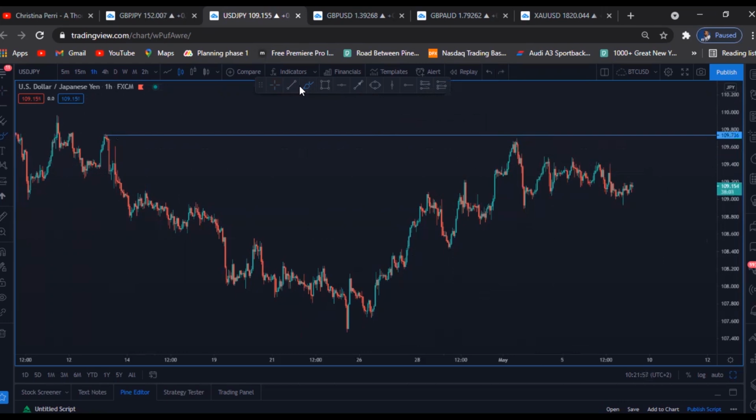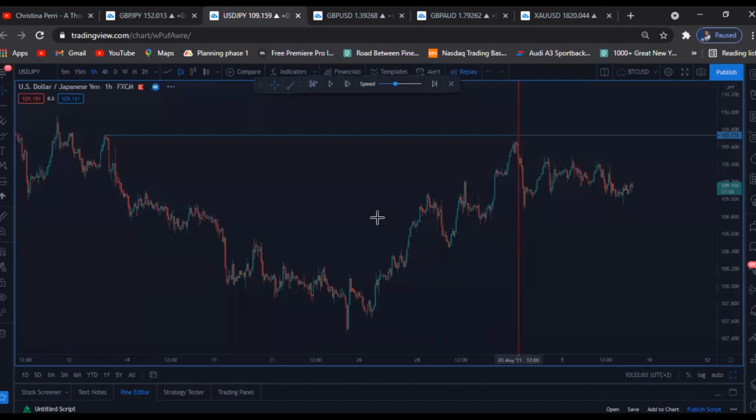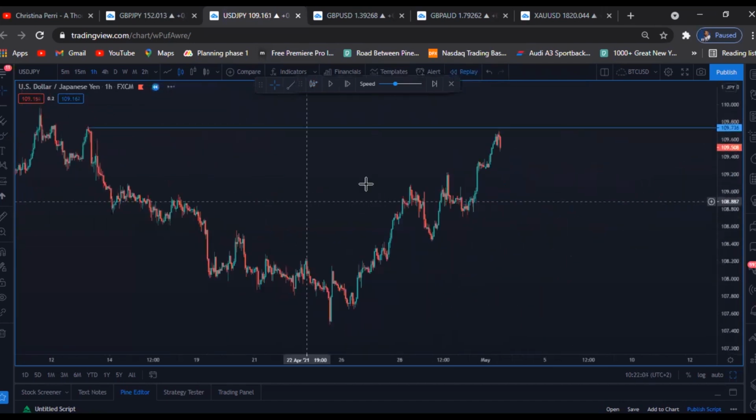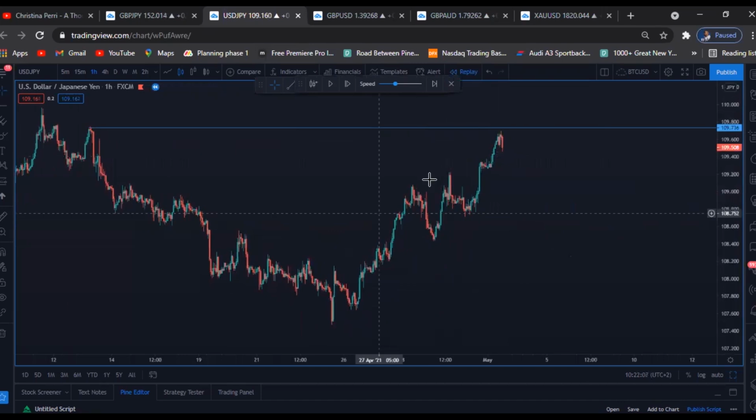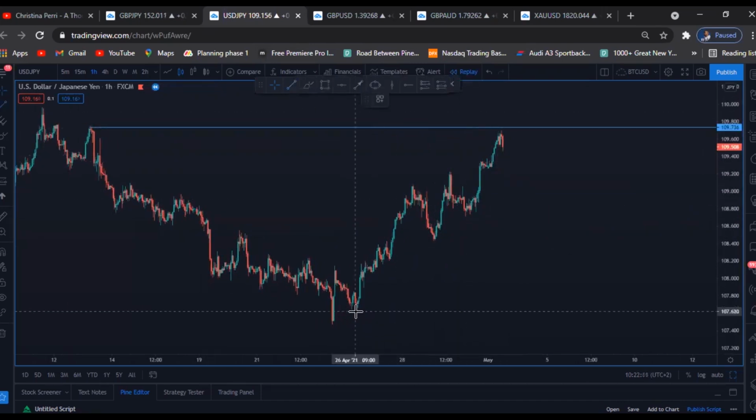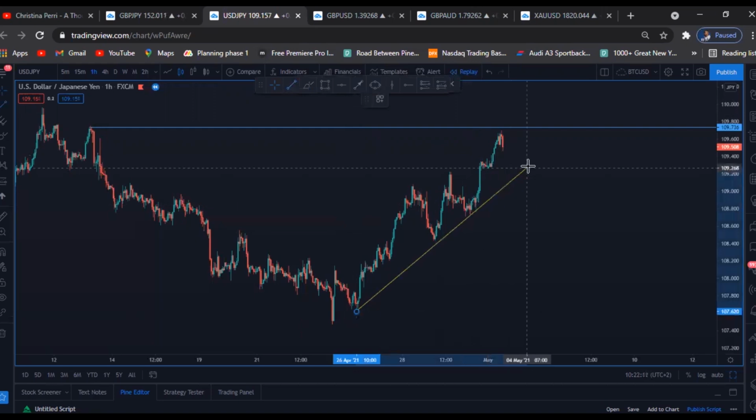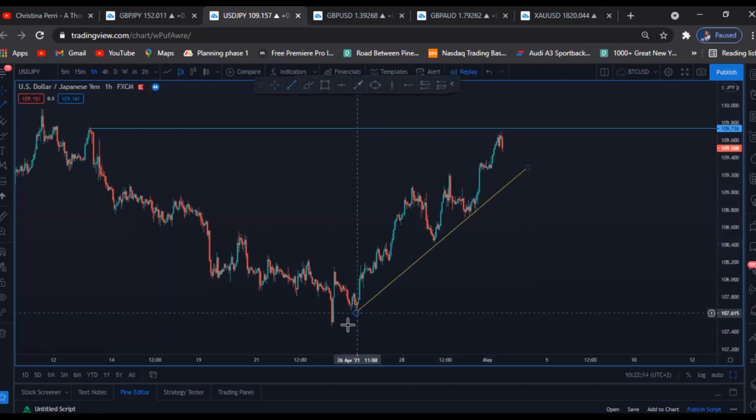Now you can see. Let me click on the replay button and put it somewhere here. So now you can see, guys, that we have this current structure. We're looking at the market coming into these areas here. This is the structure that we have now, some sort of an ascending type pattern.